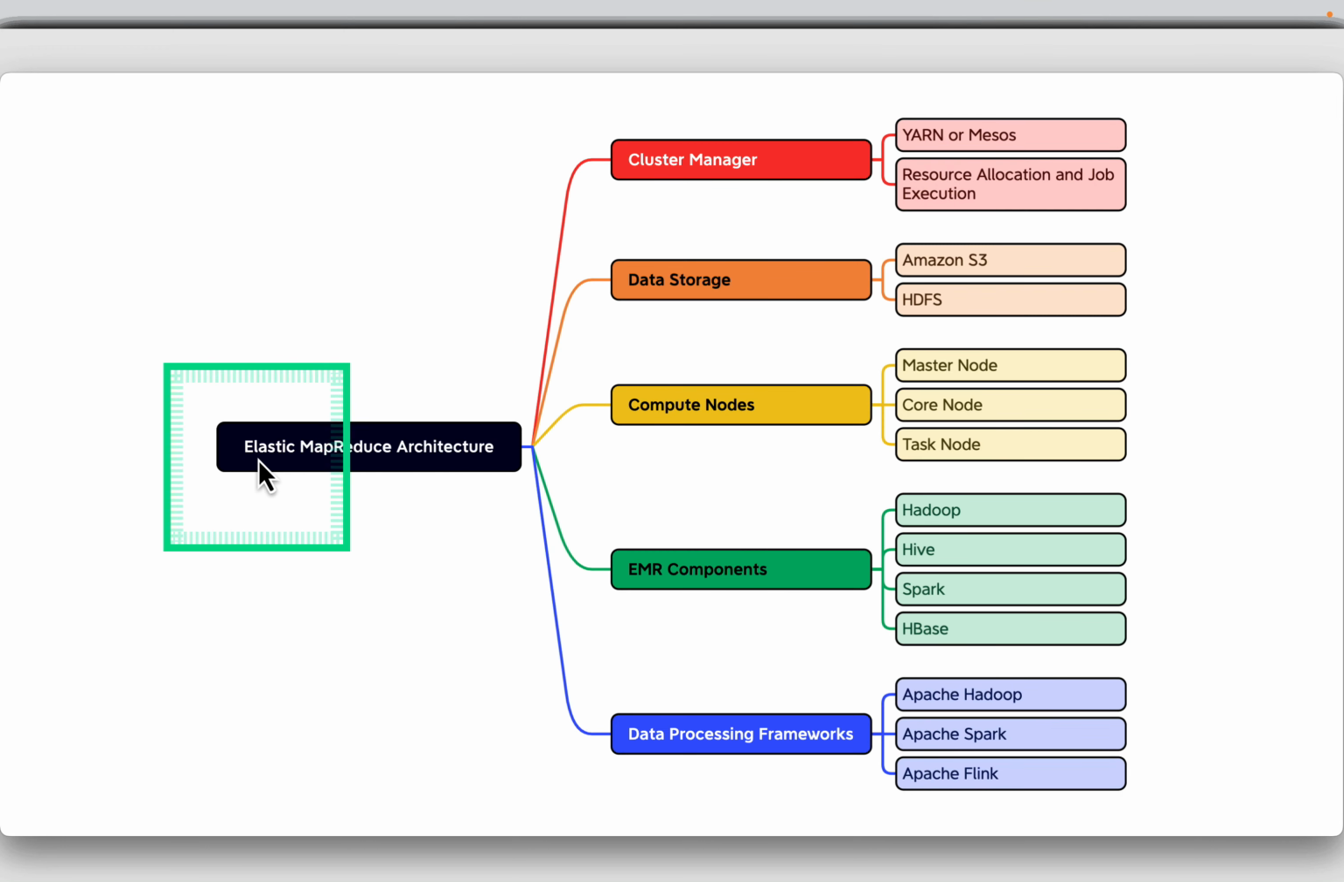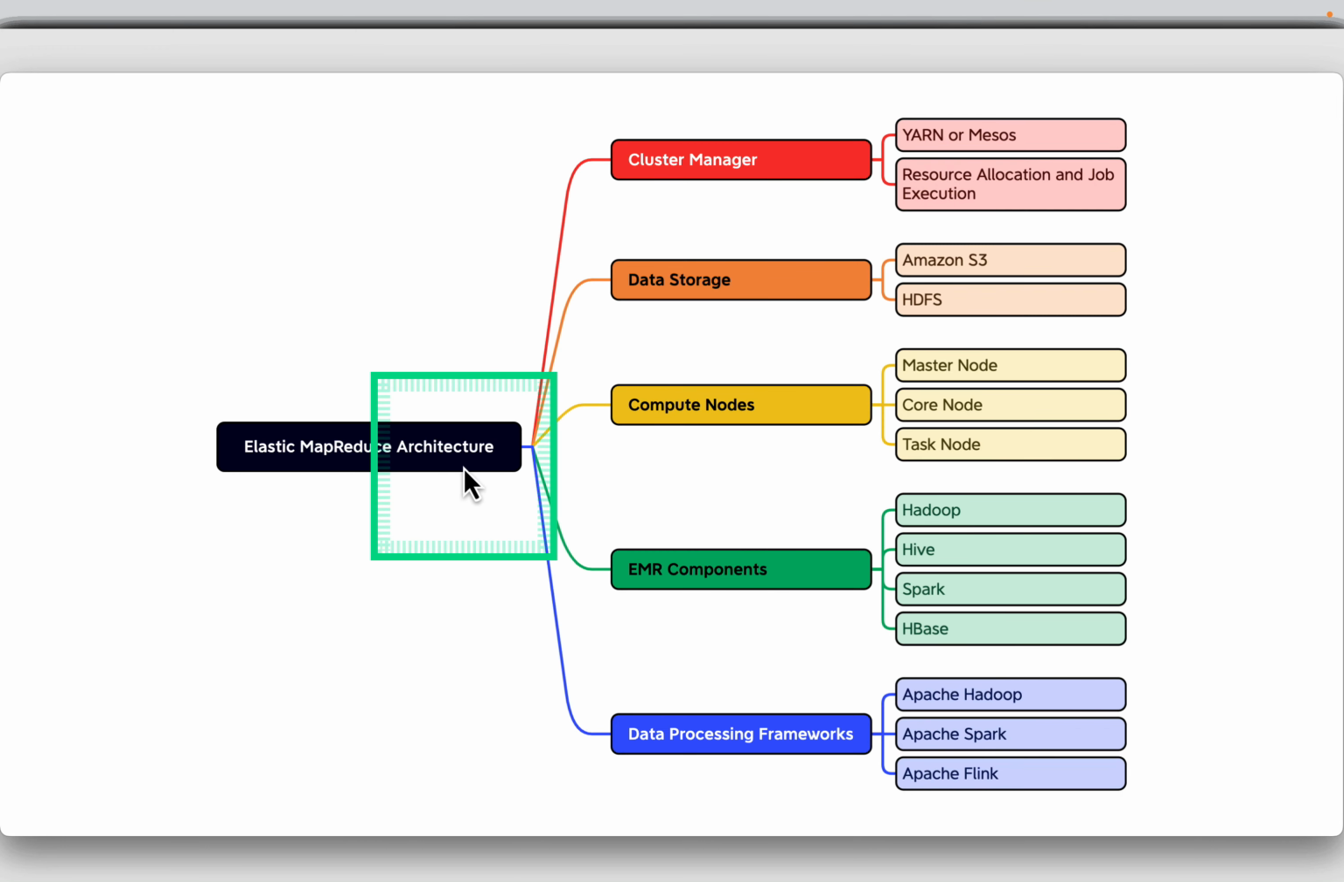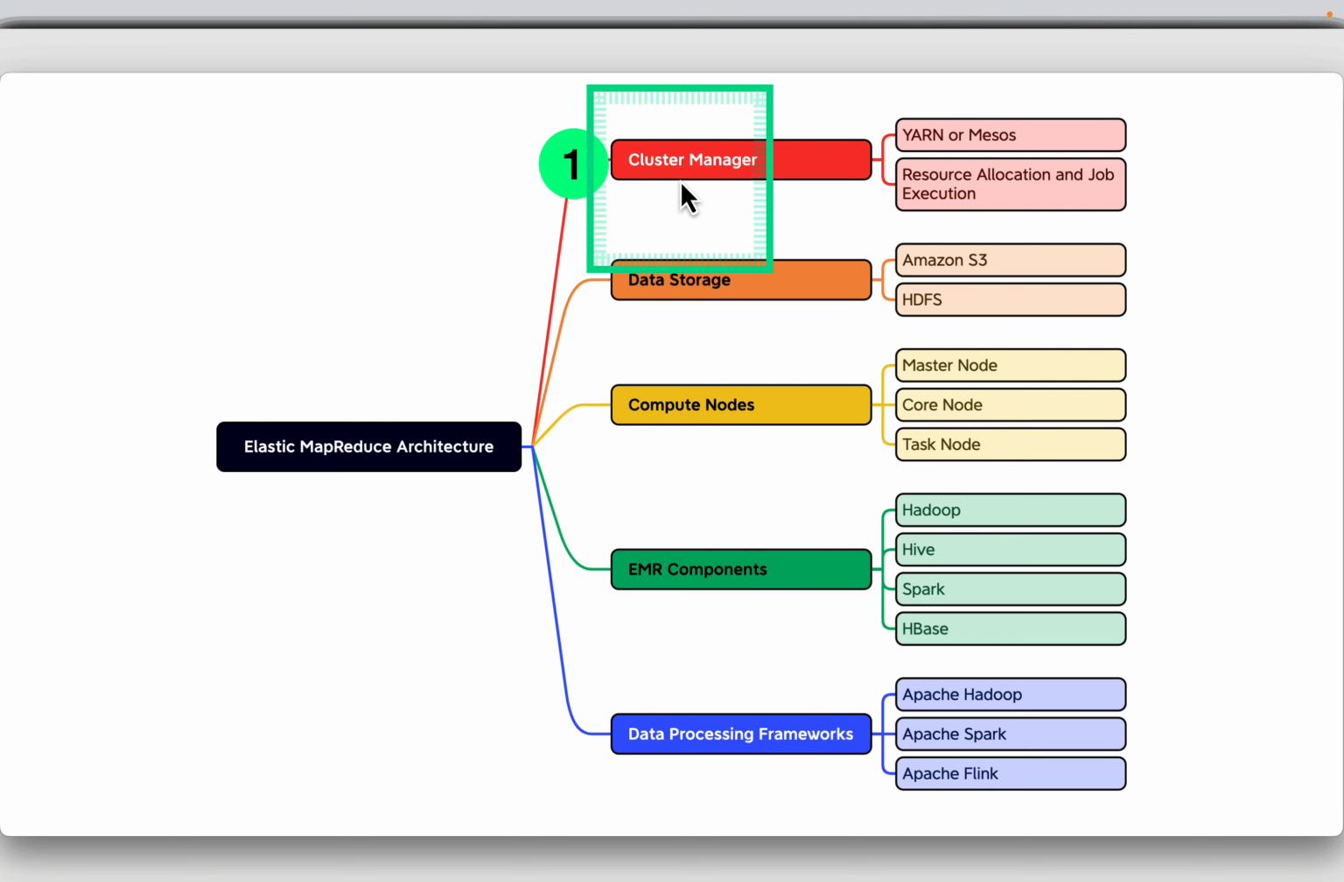So, coming back to Elastic MapReduce architecture, EMR architecture. Cluster manager. Elastic MapReduce uses a cluster manager to oversee the resource allocation and job execution within the cluster. The cluster manager can be either Yarn, which is yet another resource negotiator, or Mesos, but Yarn is most commonly used. Data storage. EMR primarily uses Amazon S3 as data storage layer. However, it can also utilize HDFS for data storage within the cluster.